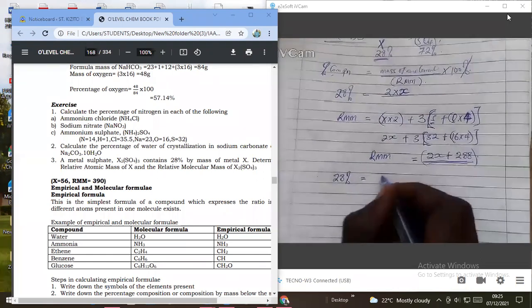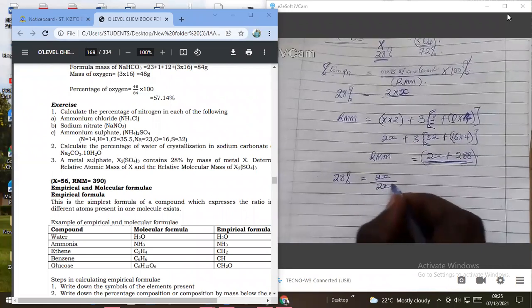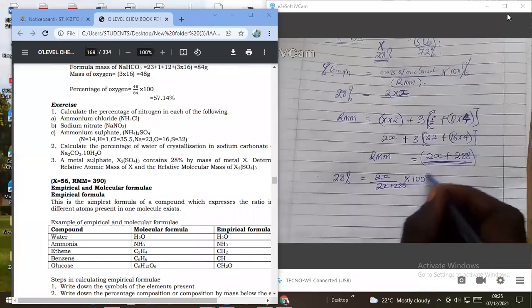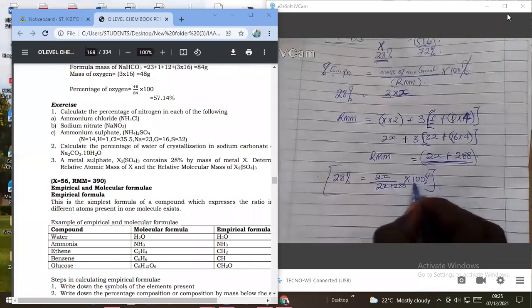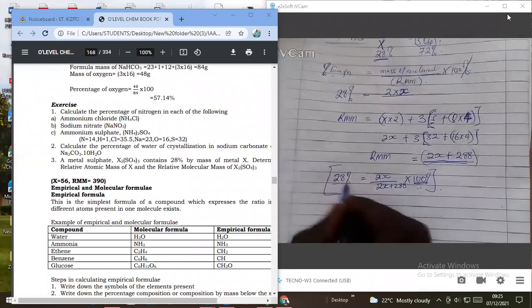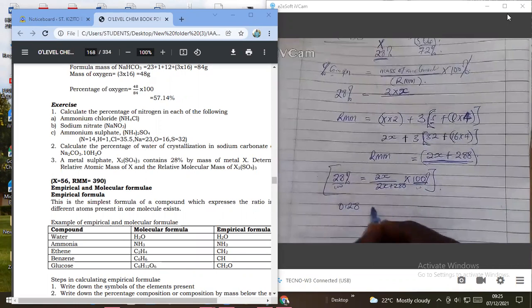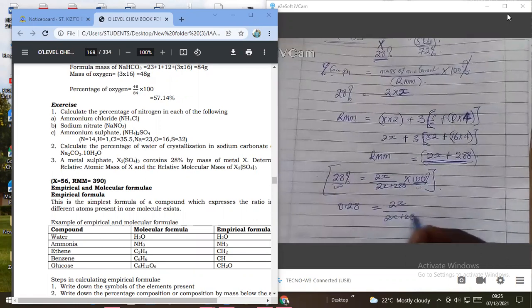Relative atomic mass is going to be 2x out of 2x plus 288 times 100%. That is first of all that. So if you want to remove this, we divide by 100. So this one divided by 100 is going to be 0.28. The percentage goes, which is going to be 2x over 2x plus 288.